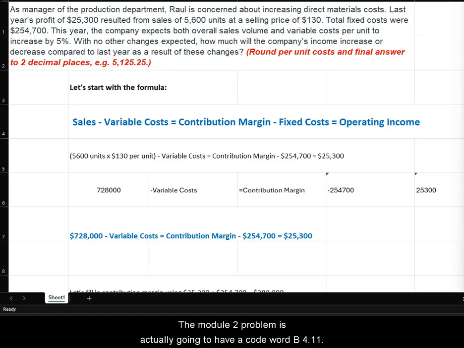The Module 2 problem is actually going to have a code word BE4.11. The numbers will differ each time you try the problem. You will get a new set of numbers. So it's important that you understand the formula that you will use in order to determine the answer to this question. Okay, so in this question, we are thinking about increasing direct materials costs.